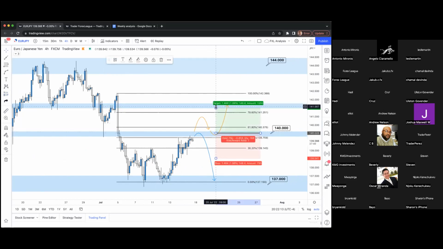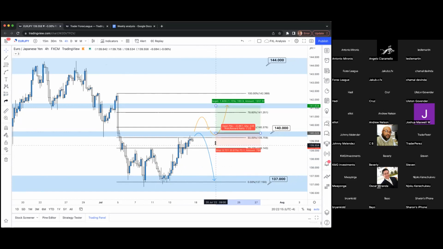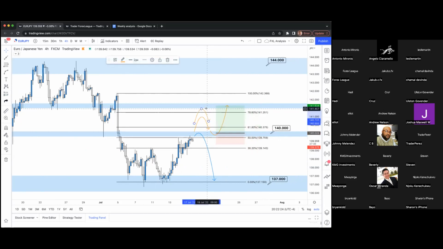So this would be kind of a two-part scenario. You'd be looking to get at least 2-to-1 by this resistance up here. And then the same thing you're looking for above. And I would break this into two trades because I would expect some sort of reactions at this resistance level here. Let me just put this in so you guys can see it.